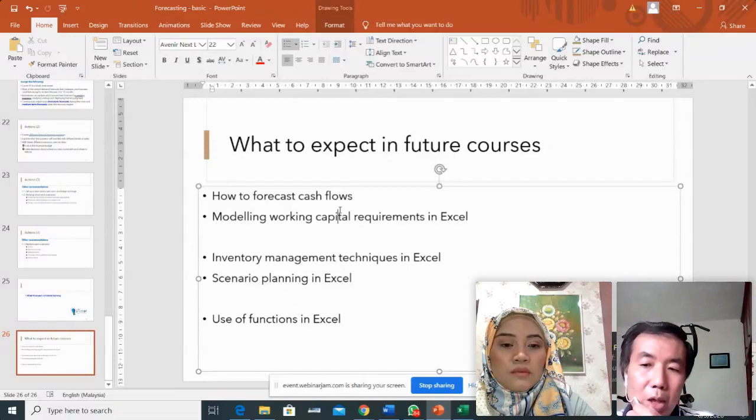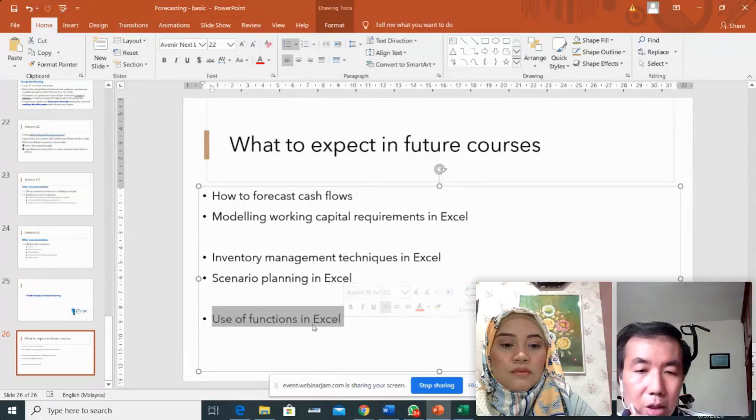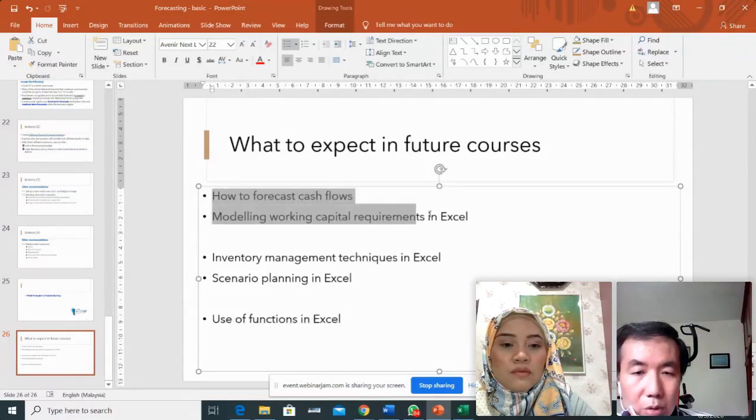But along the way, we also mentioned that there will be training on the use of functions in Excel, just for a quick revision for some of you who are not familiar with the functions. The functions will be thrown in to teach us how to do those forecasts, especially when you reach the more complex ones.